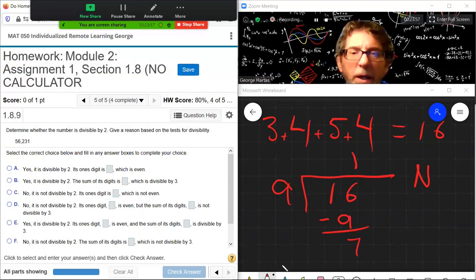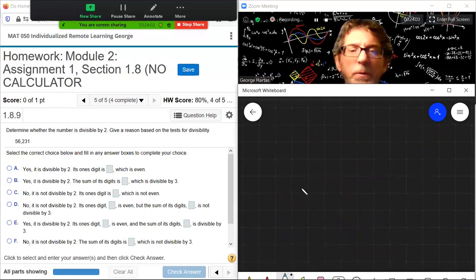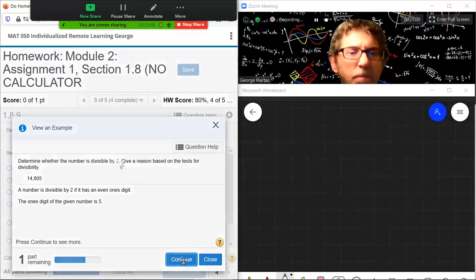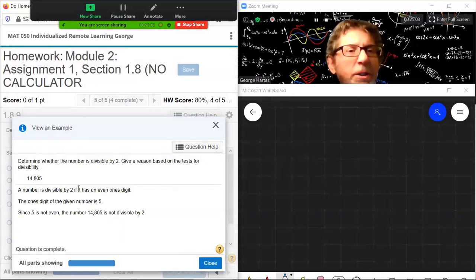And I bet you might know or be familiar with this one too. So now we're looking at the number 2. Okay, so the next problem here, problem 5, we're looking at the number 2. So I have a feeling that for this problem, you might be familiar with the concept of divisibility with 2. All right, so let's see what the help says. A number is divisible by 2 if it has an even ones digit.